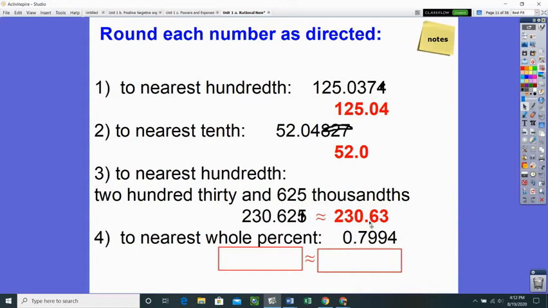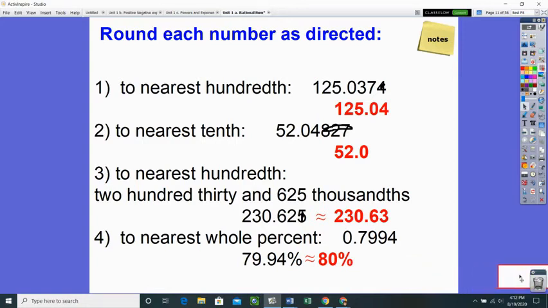And how about this guy to the whole percent? First thing we're going to do is change it to a percent. We're going to take the decimal off and move it 2 places to the right, and that will be our percent, like we just did a minute ago. Now we're going to round it to the whole percent. So 79.94, we're not going to look at the 4, and the 9 will bump this up and make it 80%. So that is just a quick reminder of how to round decimals.